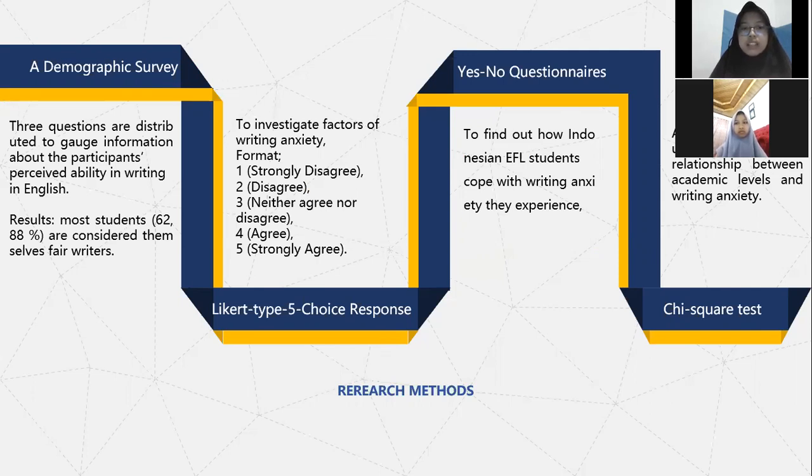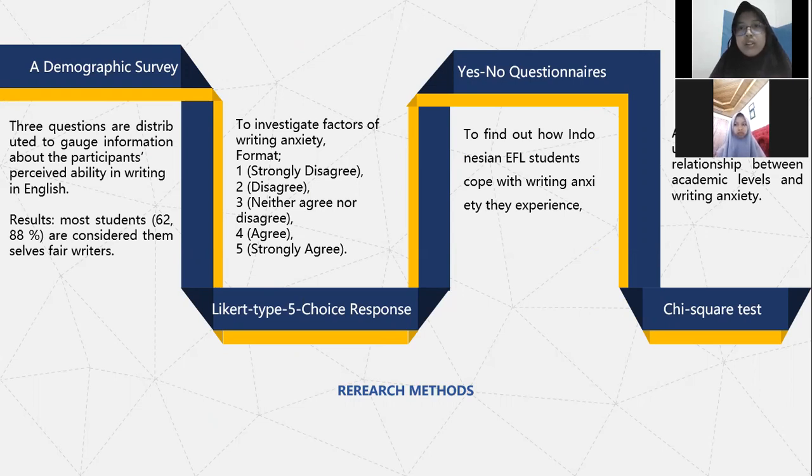And the second is Likert type multiple choice responses. This method is used to investigate factors of writing anxiety. It consists of 5 choices.